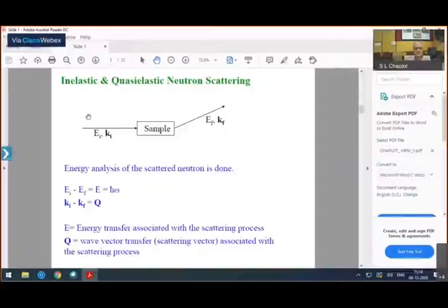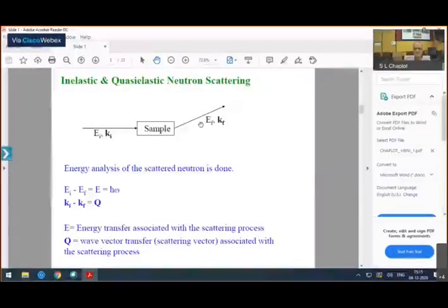Now we come to inelastic scattering. In this inelastic or quasi-elastic scattering, the essential difference compared to diffraction is that we do energy analysis of the scattered neutron beam. The neutron beam is scattered at various angles in a 4 pi solid angle around the sample. We measure the intensity as a function of the direction, and we also do the energy analysis.